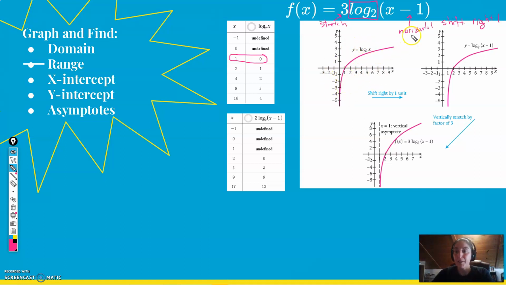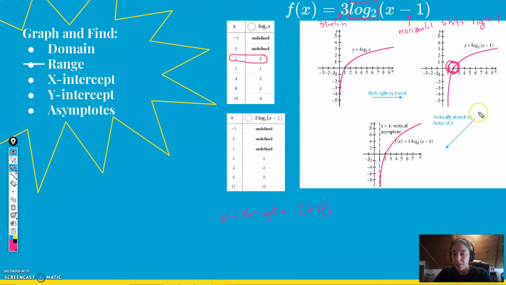Okay, now we're going to horizontally shift it to the right one. So take everything and move it to the right one, which means our new x-intercept is going to be here at 2. So x-intercept is going to be at 2. Okay, so that's what changed there. Our old x-intercept was at 1. Our new x-intercept is now 2 because we've horizontally shifted to the right.